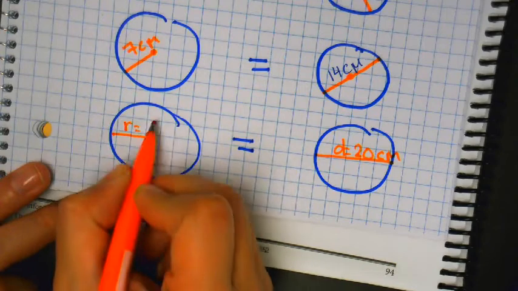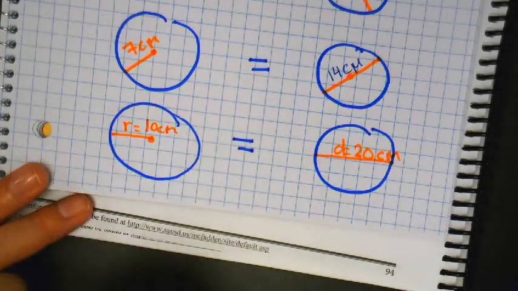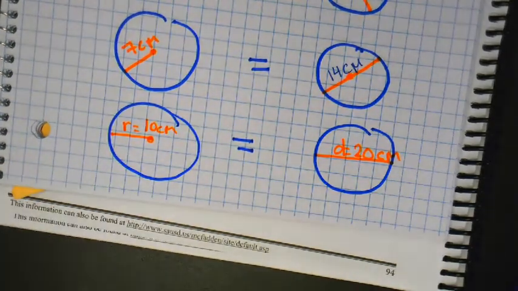10. How do you know it's 10? Because it's half. So if you have $20 and you've got to give your mom half, 10.